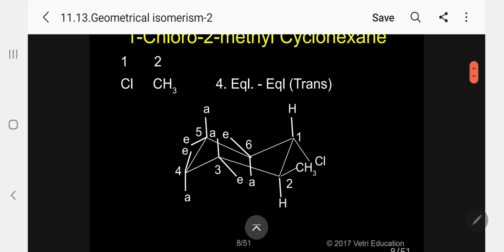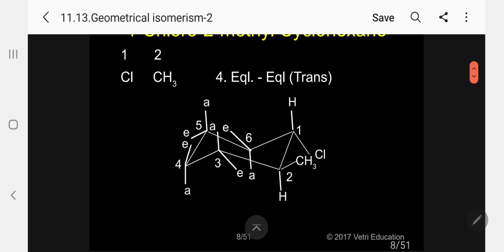The same way, in this case, fourth example, kindly follow, hydrogen 1 axial, here hydrogen 2 axial. So, this is trans isomerism. So, in this case, both chlorine and methyl groups are in the equatorial. So, at the time, hydrogens are occupying the axial. So, it is trans. So, there are 4 isomers possible for 1-chloro-2-methyl cyclohexane.